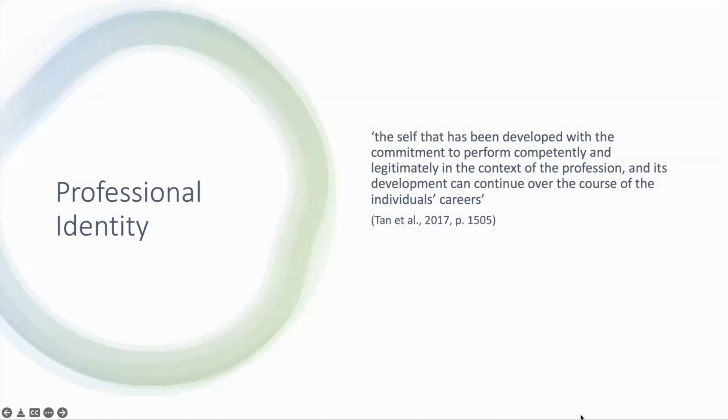Two, building student professional identity. And professional identity here is the self that has been developed with a commitment to perform competently and legitimately in the context of the profession. And its development can continue over the course of individuals' careers. Interactive orals have been used in past research to look at increasing employability, but there is growing recognition that building students' or graduates' professional identity is as important, specifically in the medical field, where they have found that professional identity is often lacking in non-practicum courses, like ours in the service industry, perhaps.